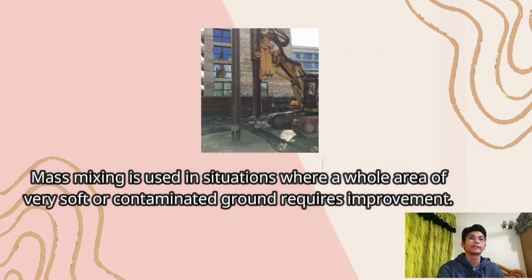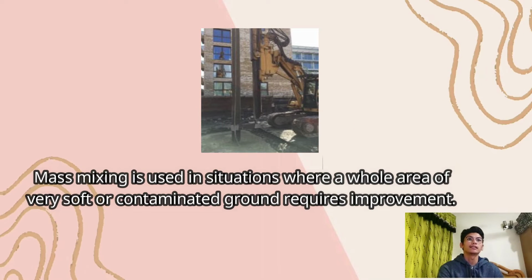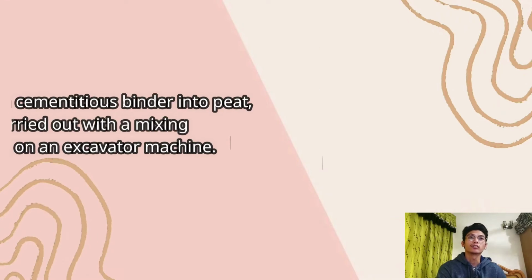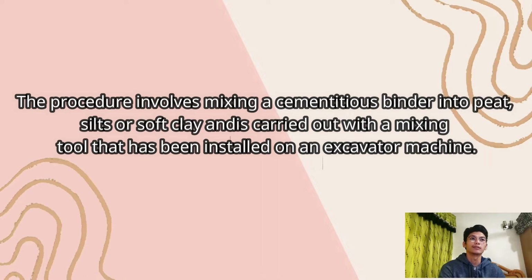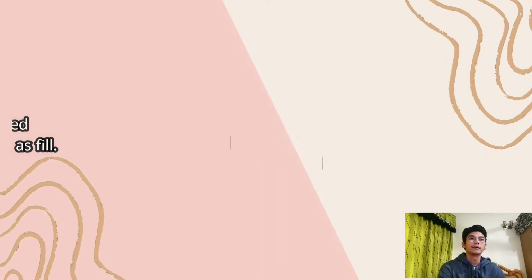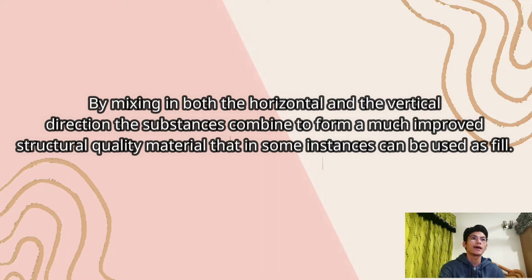Okay, let's go for the mass mixing. Mass mixing is used in situations where a whole area of very soft or contaminated ground requires improvement. The procedure involves mixing a cementitious binder into peat, silt or soft clay and is carried out with a mixing tool that has been installed on an excavator machine. By mixing in both the horizontal and vertical direction, the substances combine to form a much improved structural quality material that in some instances can be used as fill.